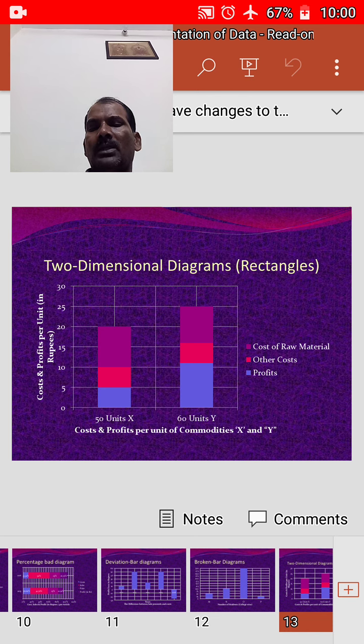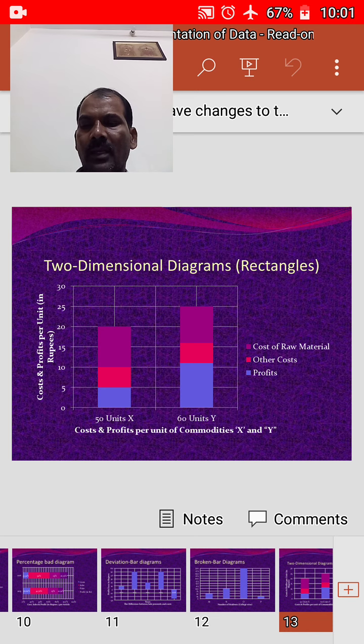Commodity Y, 60 units we have. The total cost of raw materials is 540. If we divide it by the number of units, we get the per unit price. 540 by 60 we get 9. 300 by 60 we get 5. 660 by 60 we get 11. That is per unit of commodity Y.